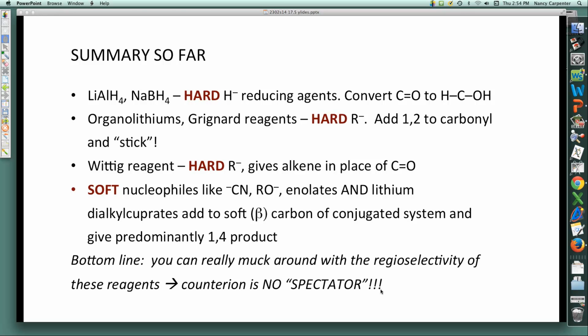The bottom line here is 1,2 versus 1,4 depends a lot on that metal counterion, and in these particular cases they're not spectators at all. They play an important role, and we just basically think of it in terms of hard or soft to predict the outcome. So that's it for chapter 17. We'll do the rest in class, and bring your synthetic thinking caps because we're going to have some fun.